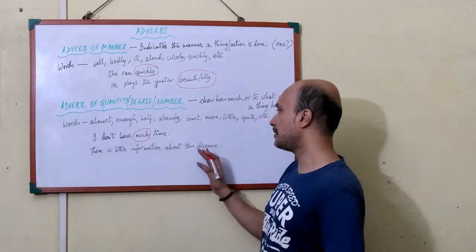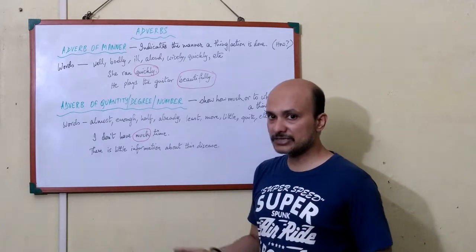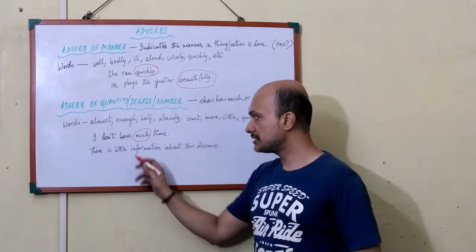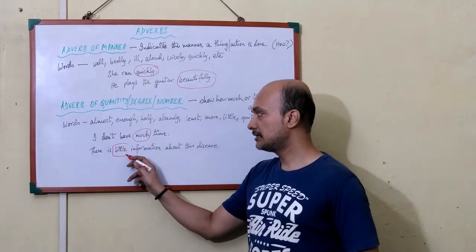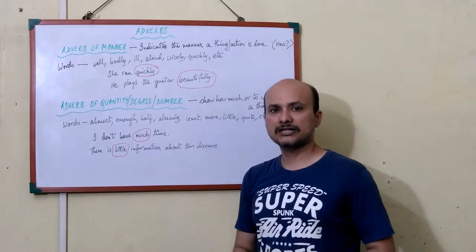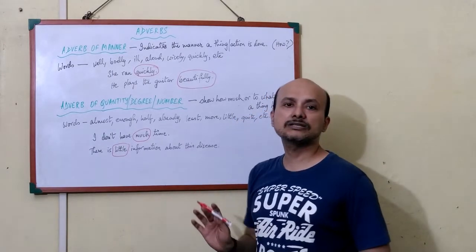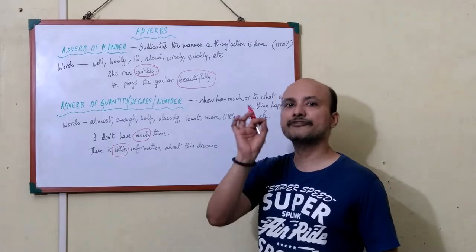There is little information about this disease. Again, if I ask the question, how much information is there about the disease? This is our answer. Little. There is little information. There is not much information. There is little information about this disease. How much information? Very little information.